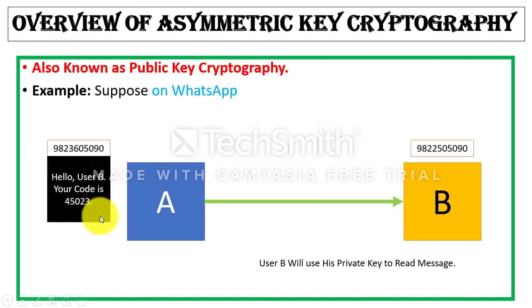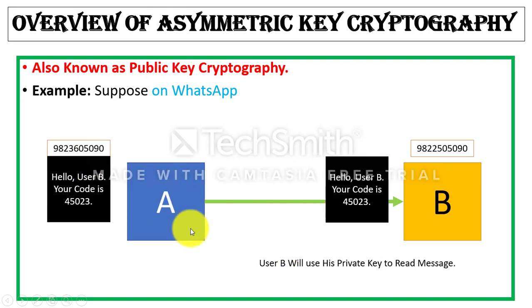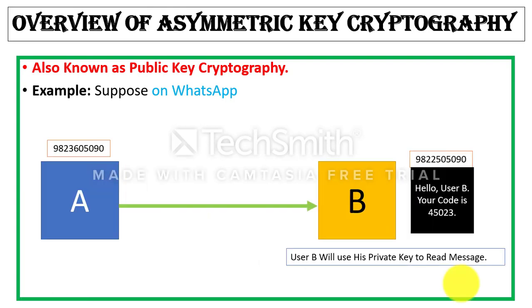Next, we have a message that we want to send to user B. So we have a message for B that, hello user B, your code is this one. So suppose this message is now transferred. User B will use his private key to read the message. So that's just the short introduction about symmetric and asymmetric key cryptography.